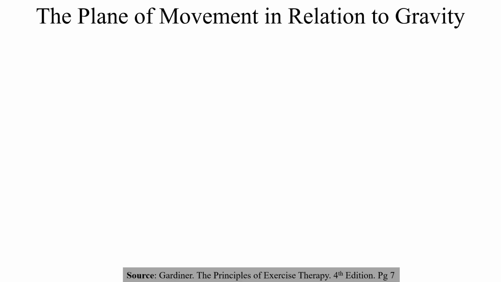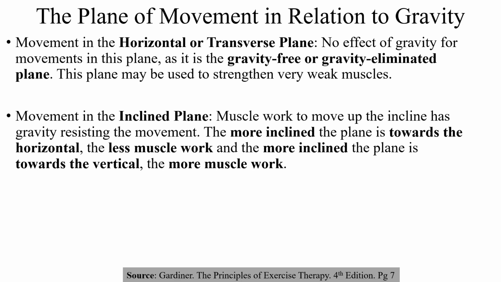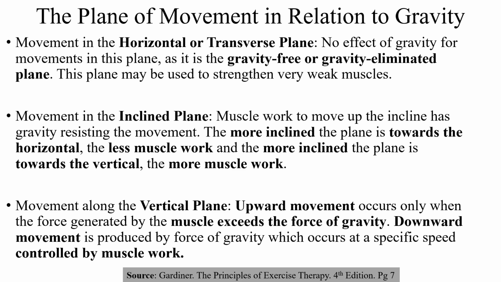Let us now discuss the plane of movement in relation to gravity. There are three planes that we are going to discuss: the horizontal plane, the inclined plane, and the vertical plane. If I can draw on the side, this is your vertical plane, and this will be your horizontal plane. Any movement that occurs in between these becomes your inclined plane.